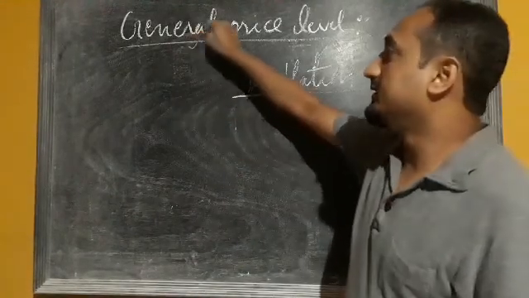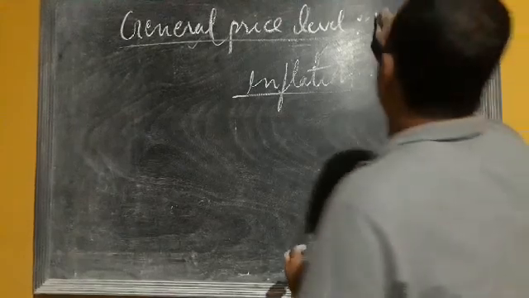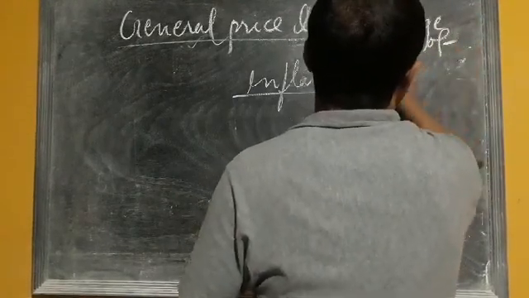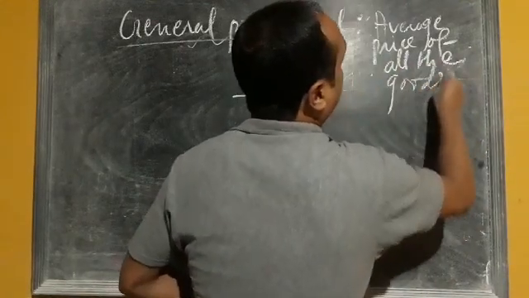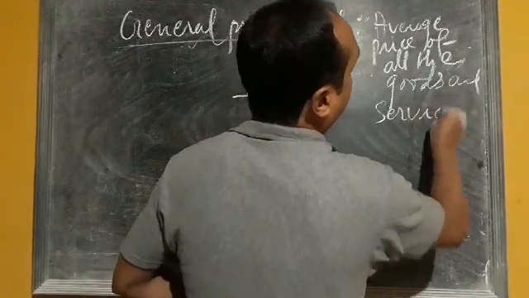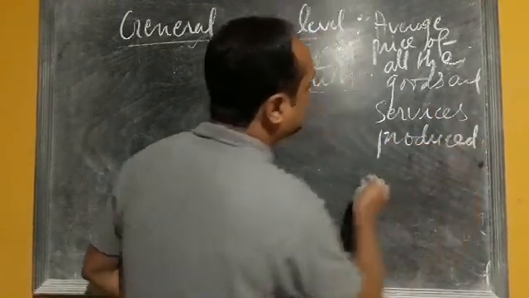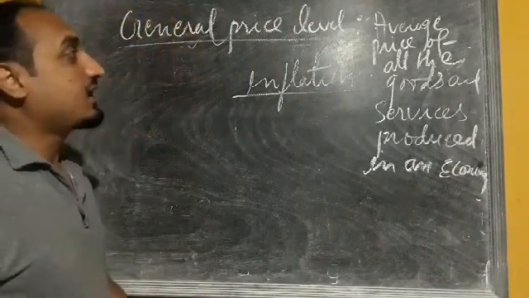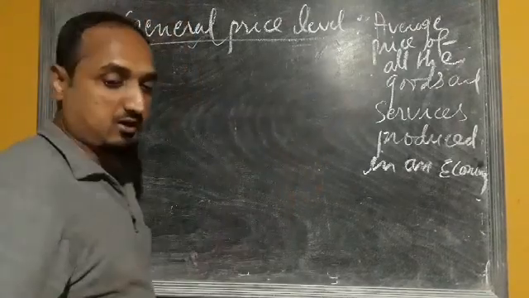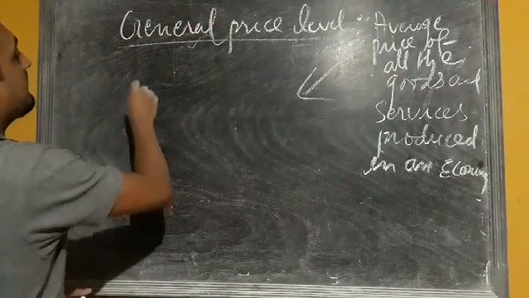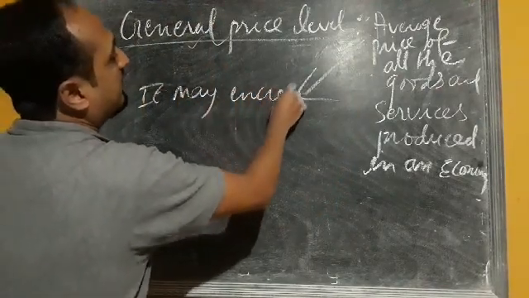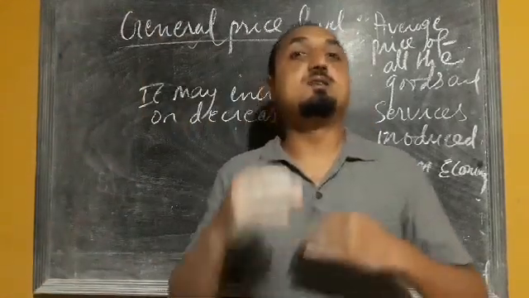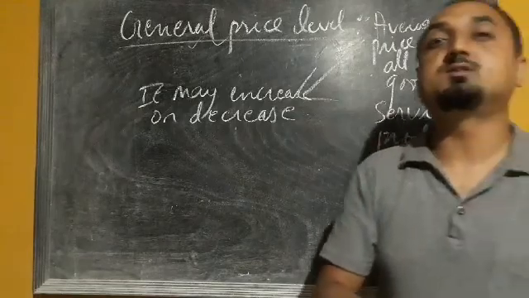First, we have to understand the concept of general price level. What is general price level? General price means the price average. We can say that it is the average price of all the goods and services produced in an economy. Now this general price level may increase or decrease. When the general price level increases, then that concept is called what? Inflation.